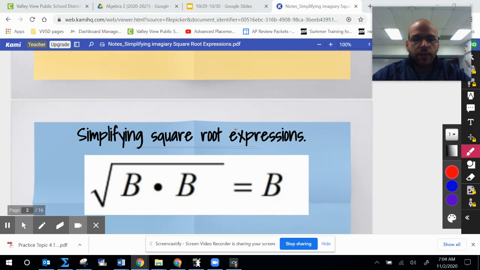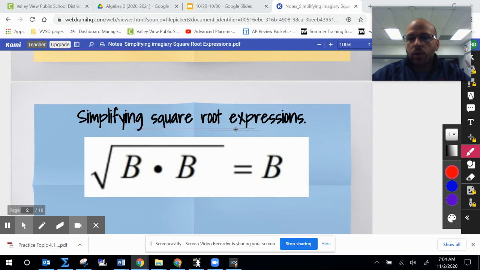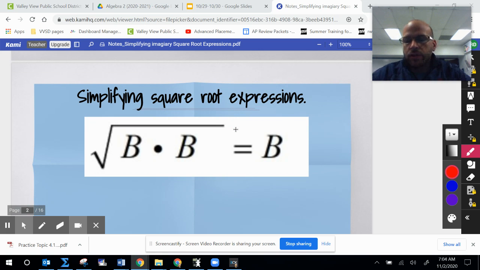Hello. So this video is going to be about simplifying square root expressions, and eventually we're going to talk about how to simplify square root expressions with negatives on the inside, okay? So just kind of quick review.